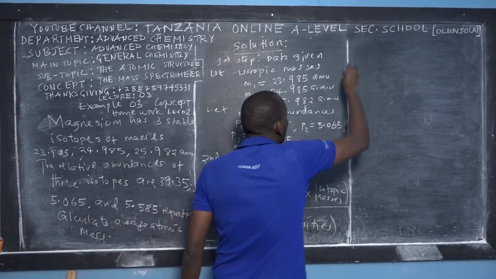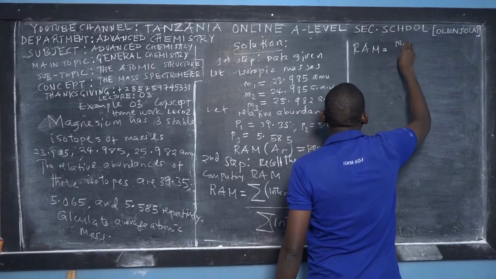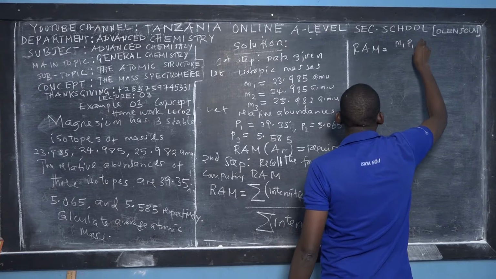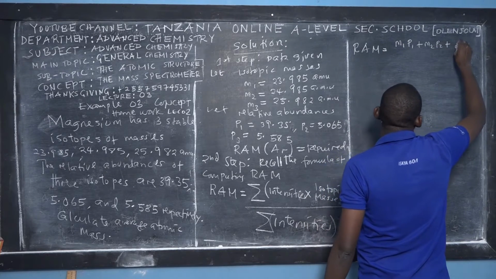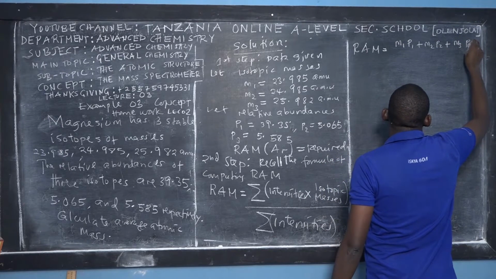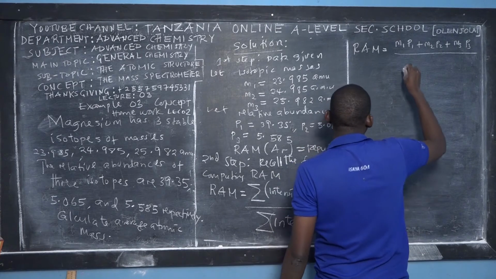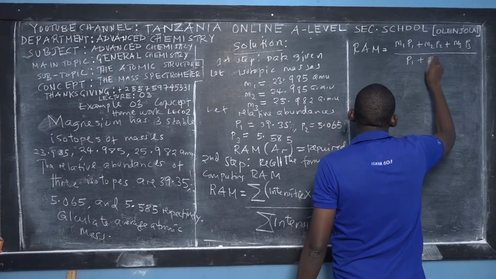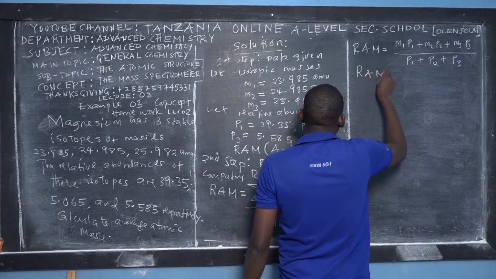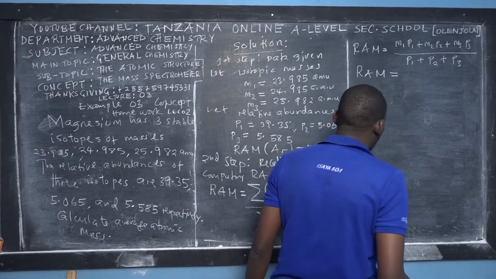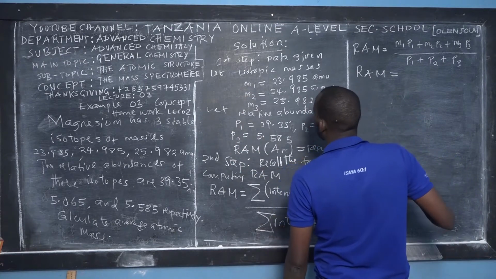Okay? So again, if we use the symbols we have set, the relative atomic mass for this case will be mass 1 times intensity 1 plus mass 2 times intensity 2, and then mass 3 times intensity 3, divided by intensity 1 plus intensity 2 plus intensity 3. Don't be confused because you cannot have abundances according to what you have been given. So the relative atomic mass which you have been asked for, sometimes it's called average atomic mass.